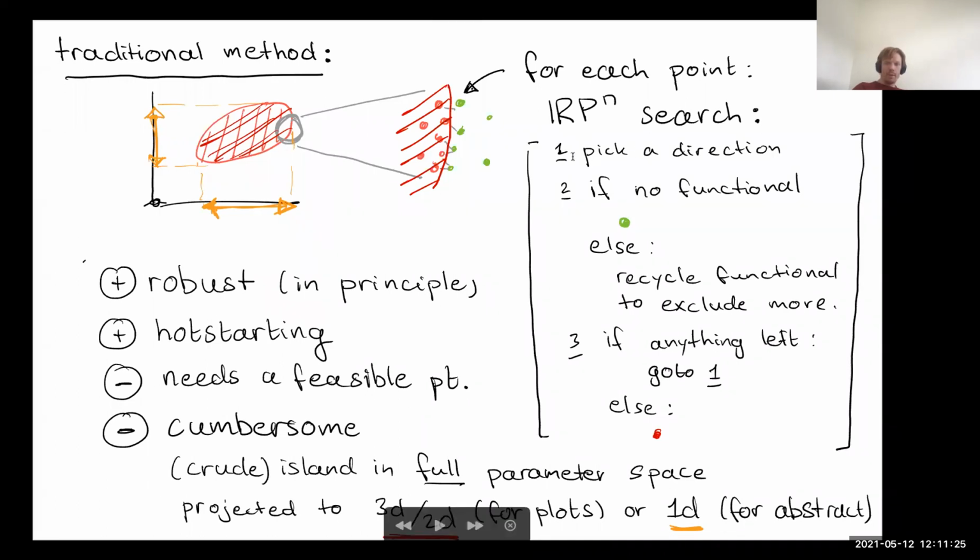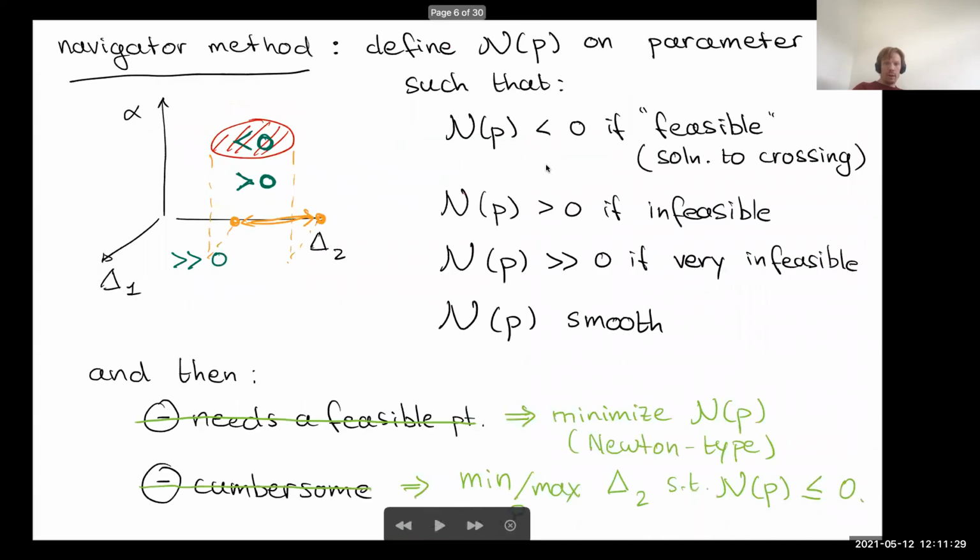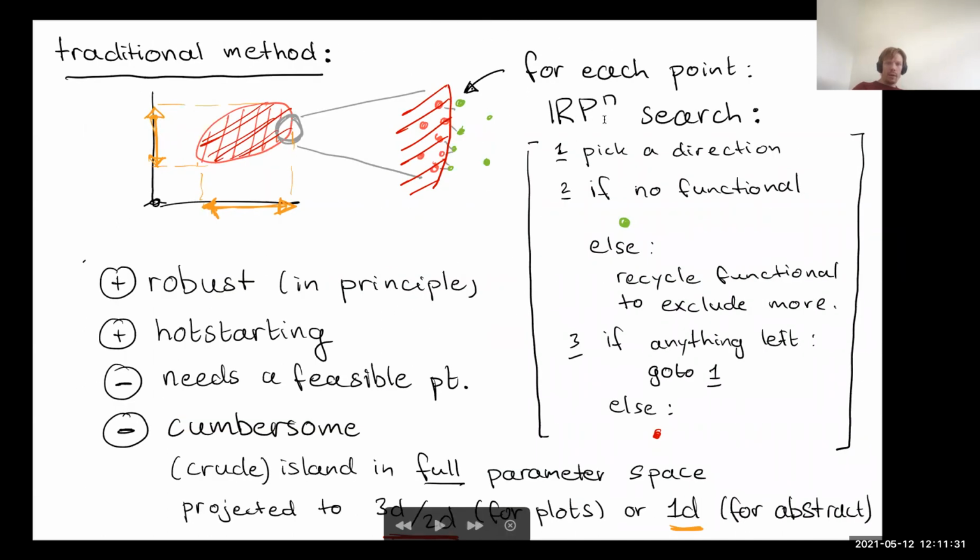So the real projective search takes time in some sense. It's a little bit less expensive than searching over deltas, because you can do the following. You can pick a direction in this real projective space. If you can solve crossing symmetry, in other words, if there's no functional, then you just mark the point green, because then you're done.